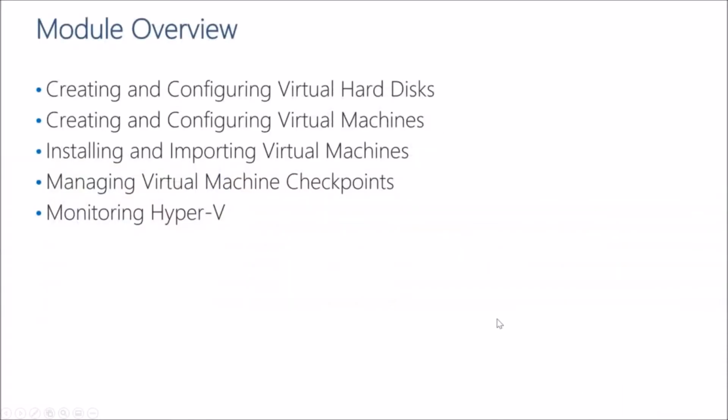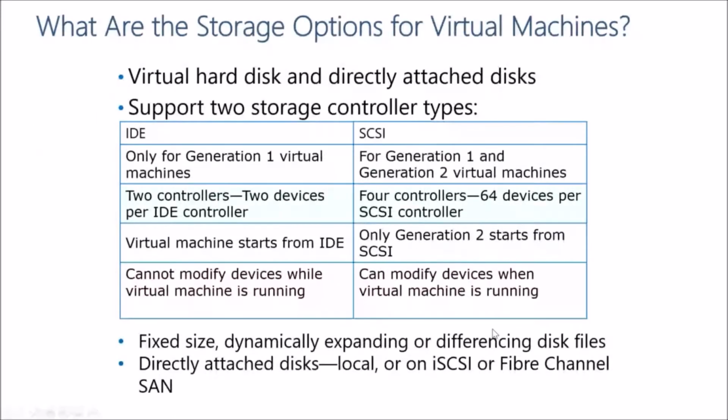All right, so today we're going to create and configure virtual hard disks, create and configure virtual machines, install and import virtual machines, and monitor virtual machine checkpoints and monitor the Hyper-V. So let's get into it. First of all, there's two generations of virtual machines, generation 1 and generation 2. As the name suggests, generation 2 is newer than generation 1. Generation 1 were probably what was common in Server 2008.